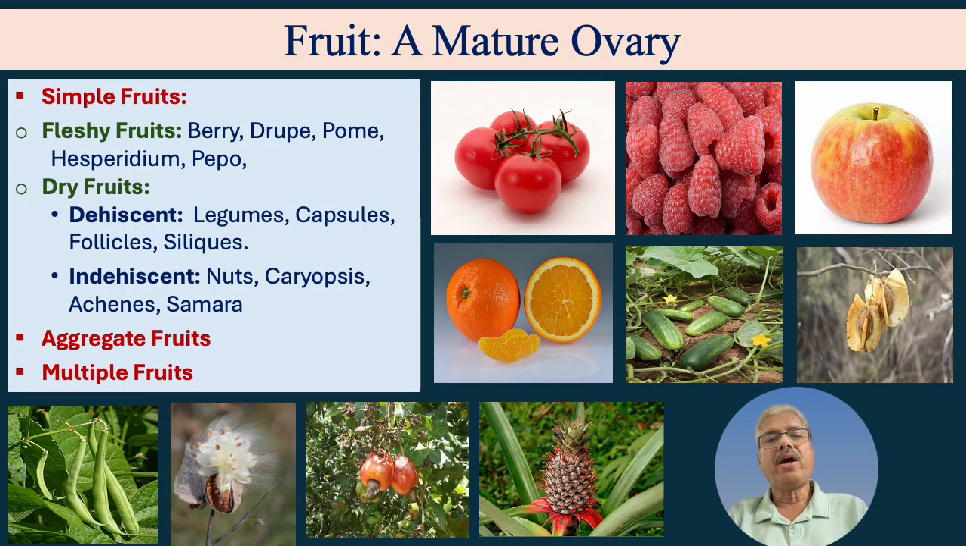The fruits are a defining characteristic of the angiosperms, resulting from the maturation of the flower's ovary after fertilization. They play a crucial role in seed production and dispersal. Fruit classification is primarily divided into three main categories: simple, aggregate, and multiple fruits. The simple fruits originate from a single ovary of a single flower.